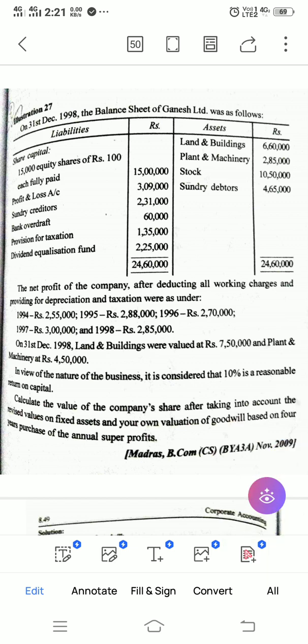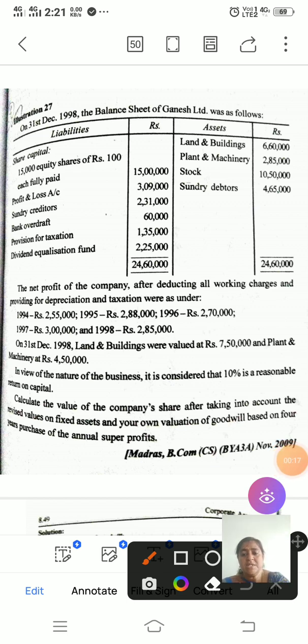In this problem, they have given the balance sheet with liabilities and assets. In the liabilities they have given the share capital, fully paid, profit and loss, sundry creditors and bank overdraft, and also a dividend equalization fund. Then land and building, plant and machinery, stock and sundry debtors are also given.